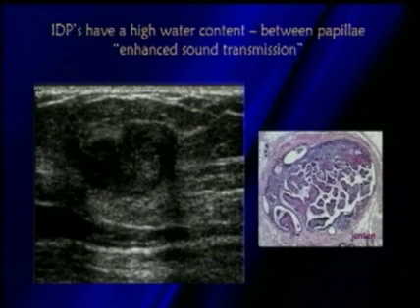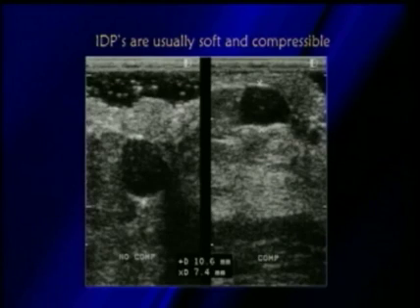Intraductal papillary lesions tend to have a very high water content. And so what we typically will see with a lot of these is enhanced sound through transmission behind these large papillary lesions, just because of the amount of water content that they have within them. Intraductal papillary lesions are also fairly soft.